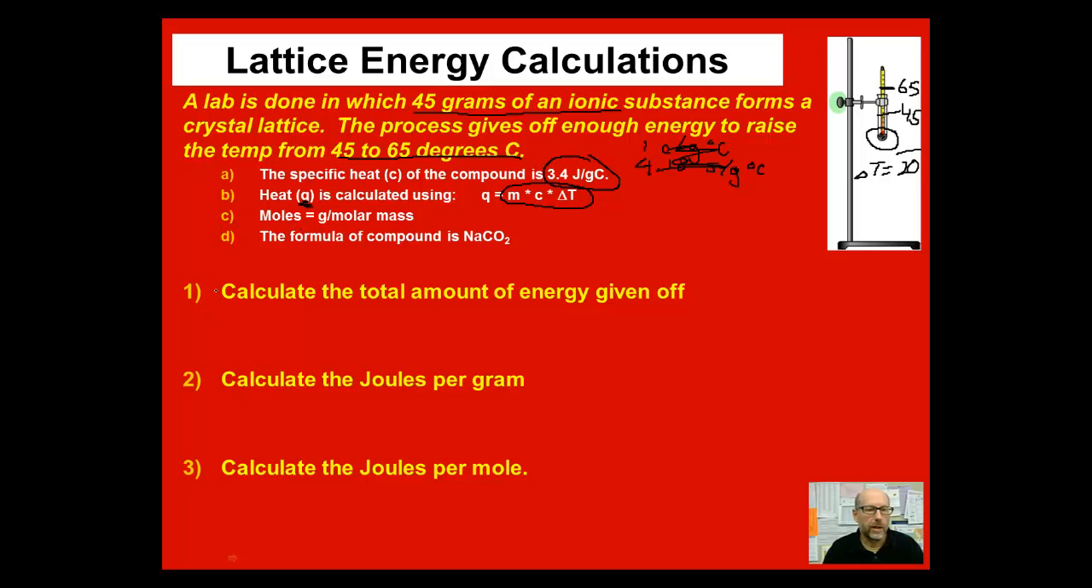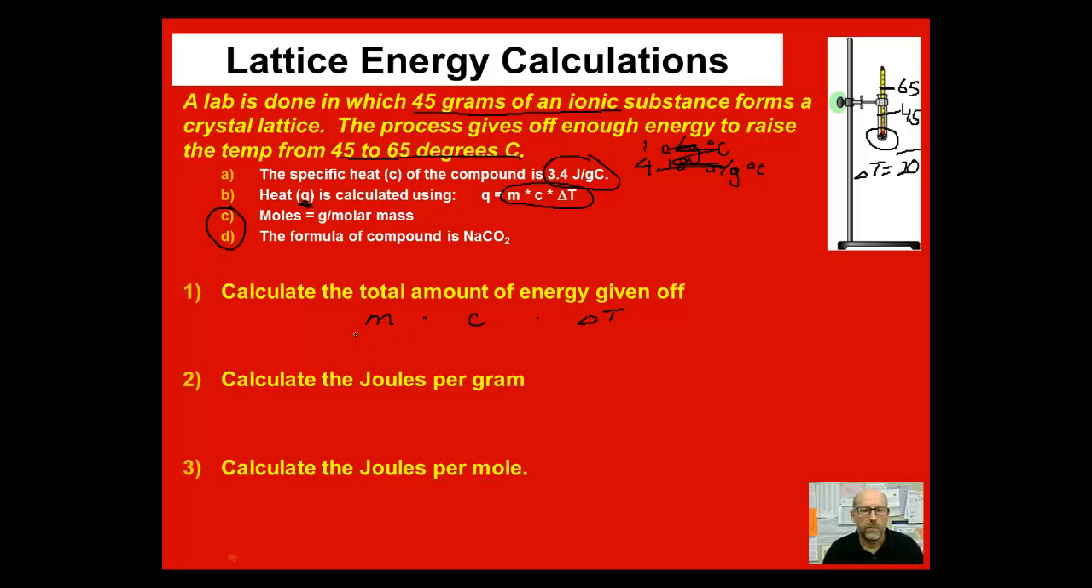And then when we get down to part 3 here, we will deal with these two topics, which has to do with moles. So the first thing we want to do is calculate the total amount of energy given off in this case. How much energy is given off when this happens? So we'll use our MC delta T equation, M times C times delta T.